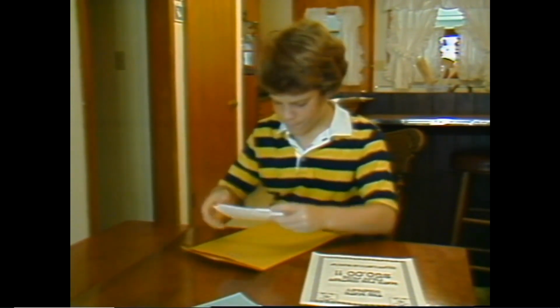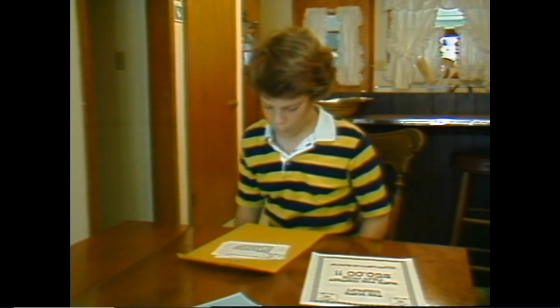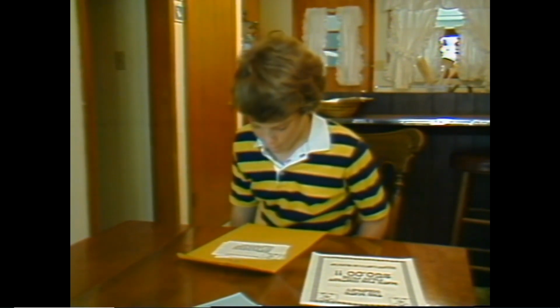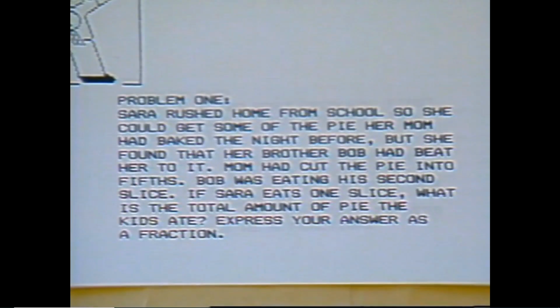Let me see. Sarah rushed home from school so she could get some of the pie her mom had baked the night before, but she found that her brother Bob had beat her to it. Mom had cut the pie into fifths. Bob was eating his second slice. If Sarah eats 1 slice, what is the total amount of pie the kids ate?